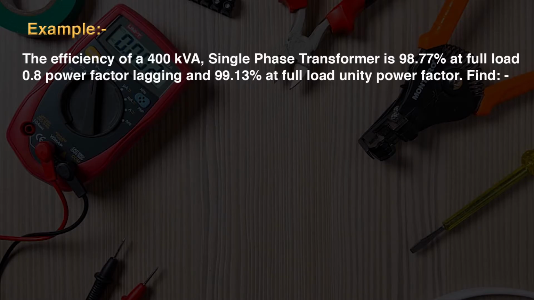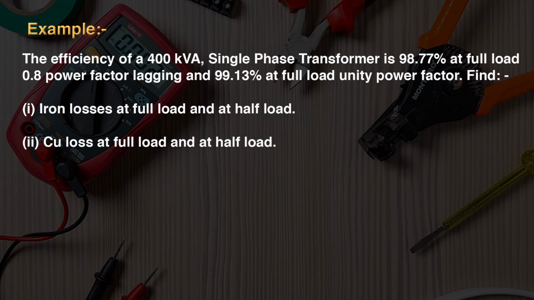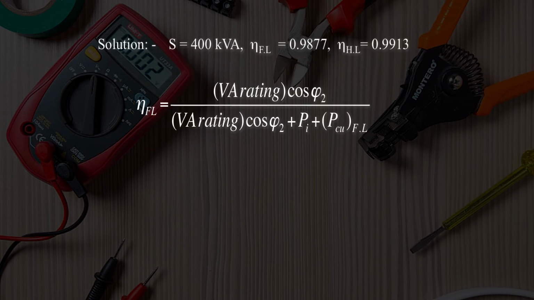Now we will discuss one example on the basis of this formula. The efficiency of a 400 kVA single phase transformer is 98.77% at full load, 0.8 power factor lagging, and 99.13% at full load unity power factor. You have to find the iron losses, and second, you have to find the copper loss at full load and at half load. Here you can note down the parameters given, that is the rating of the transformer. So S is equal to 400 kVA.